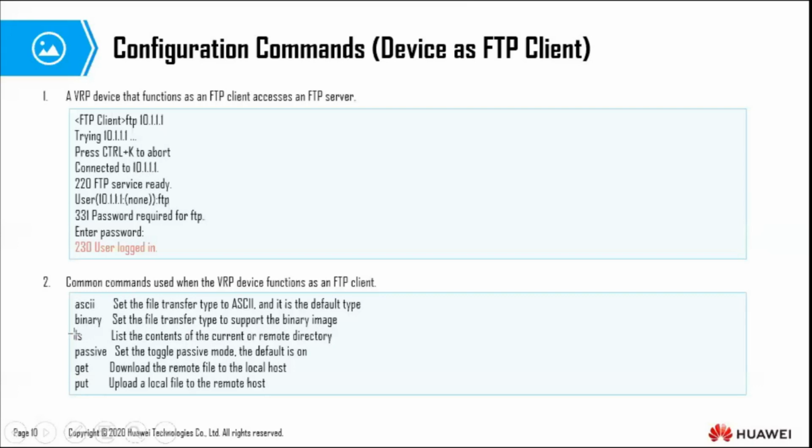Okay, so ls is a command that is used to list the contents of a directory. Passive, to toggle passive mode. Normally it's on, if you want to turn it off. Then get is used to download a file, while put is used to upload a file. So we are going to see that just now.